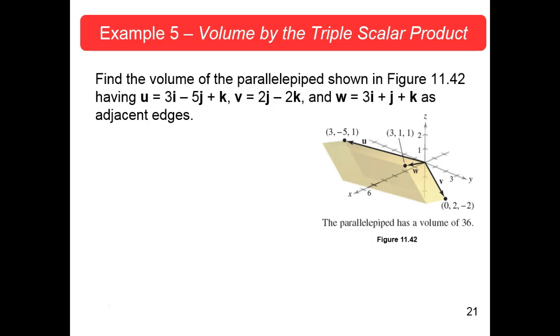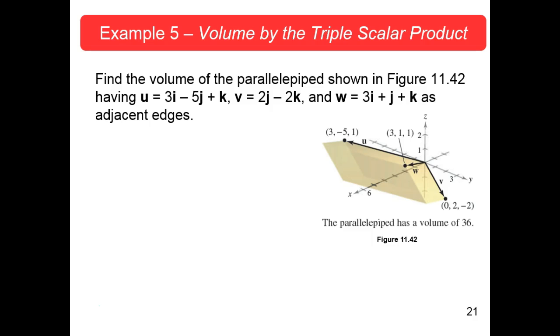U is 3i minus 5j plus k. V is the one going down that way. No I component, just 2j minus 2k. So you're in the yz plane over here, not anything in the x direction. And then W is 3i plus j plus k. Okay, 3 in the i direction, the x direction, and then 1 up and 1 over.